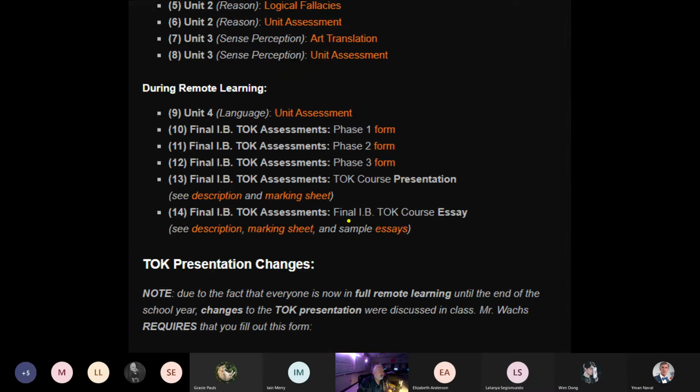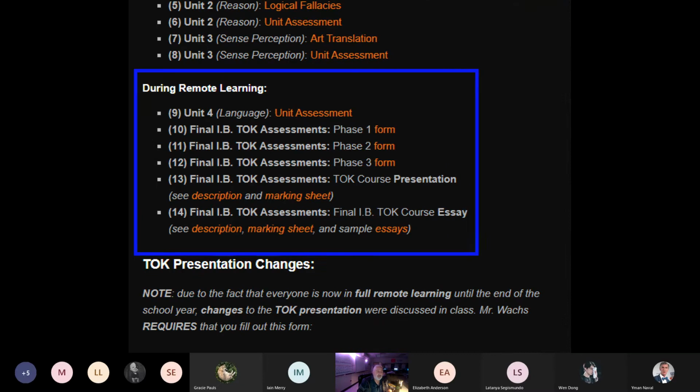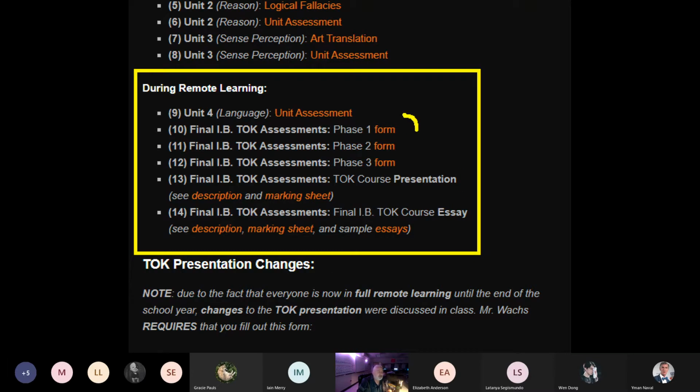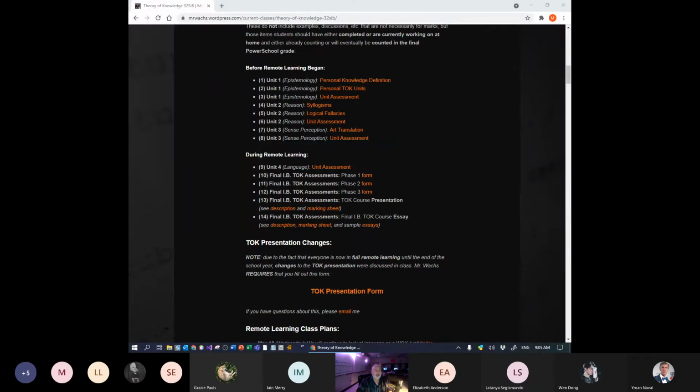And then since remote learning began, there was also a couple more things. Most of those things were electronic forms to fill out. And then of course, these last two things are the two big final essay and final presentation for the course. And yes, the presentation has now been changed. So that's an option, right?